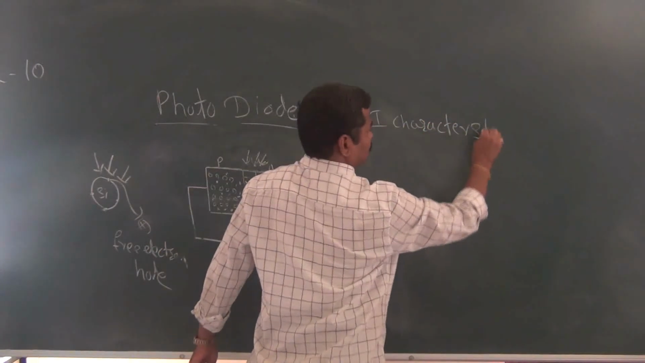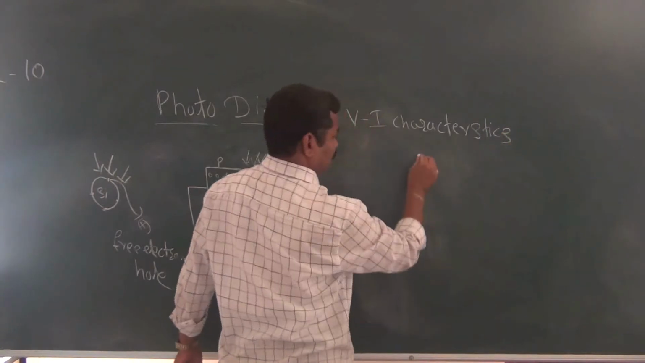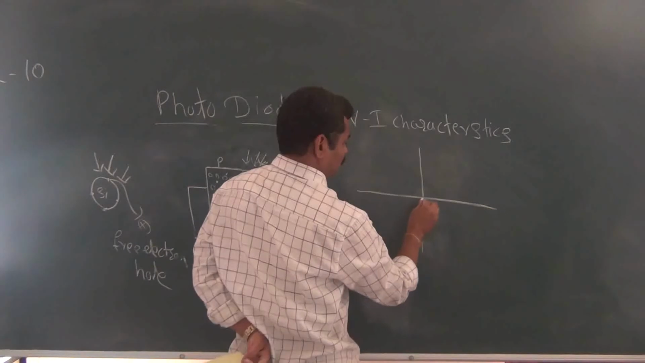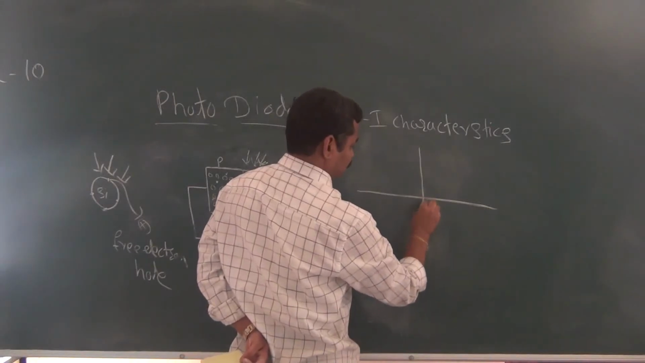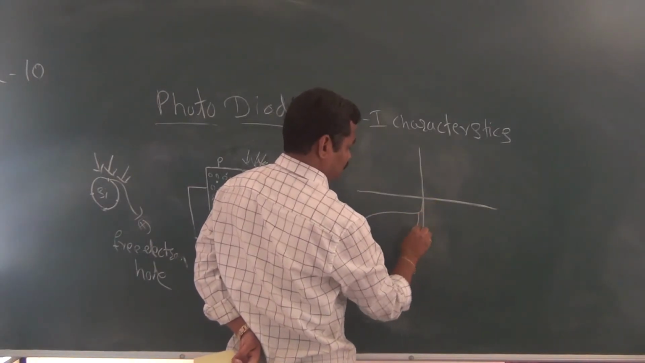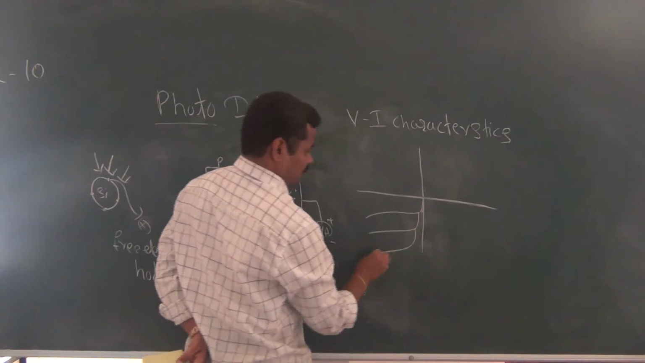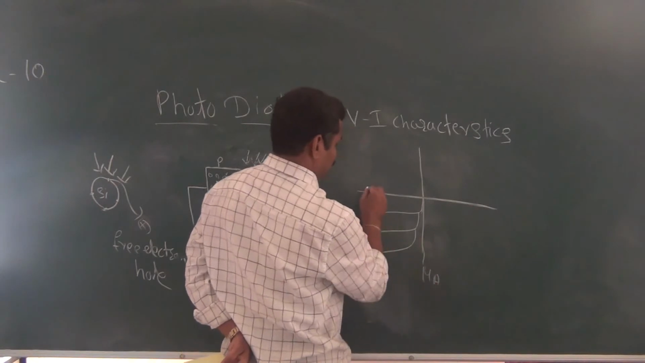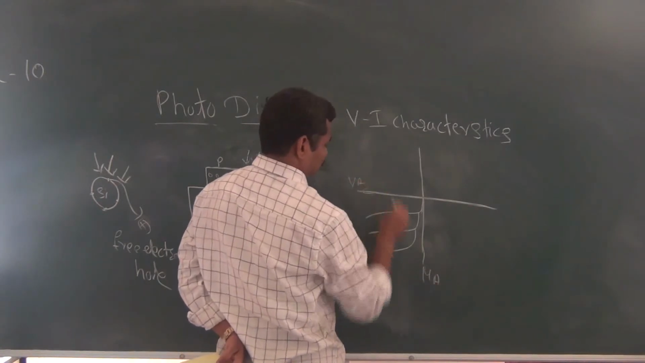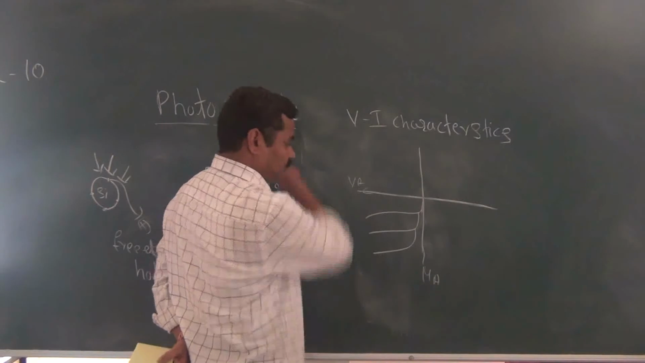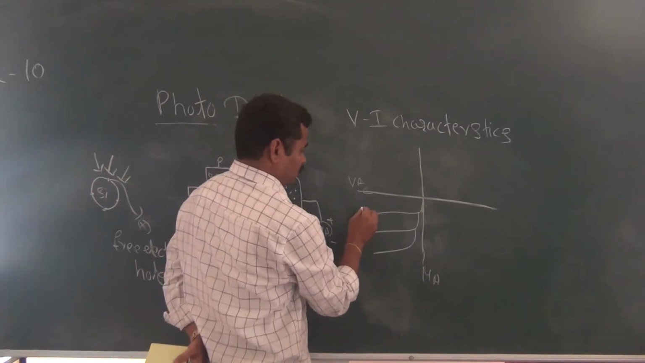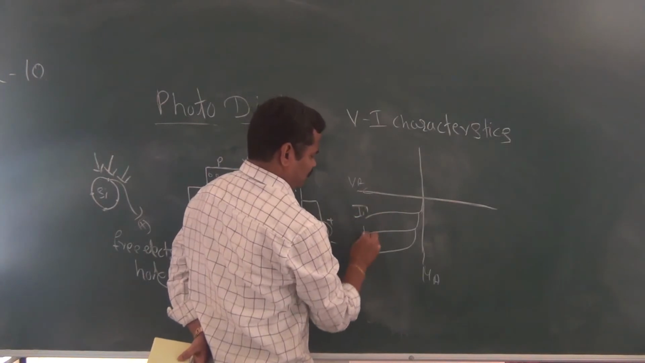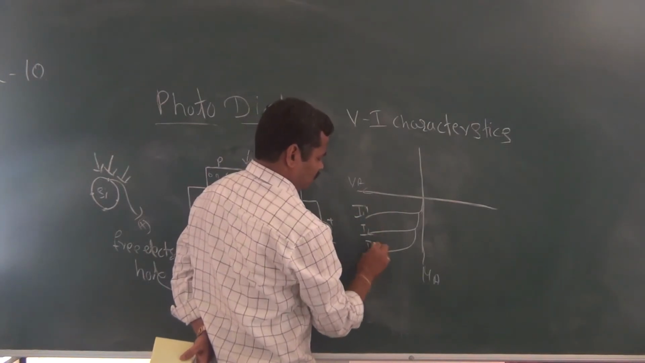The VI characteristics of photodiode. Look here, as usual, it conducts in the reverse bias. This is nothing but your microamperes, this is your VR, and this may be I1, I2, I3, like that.